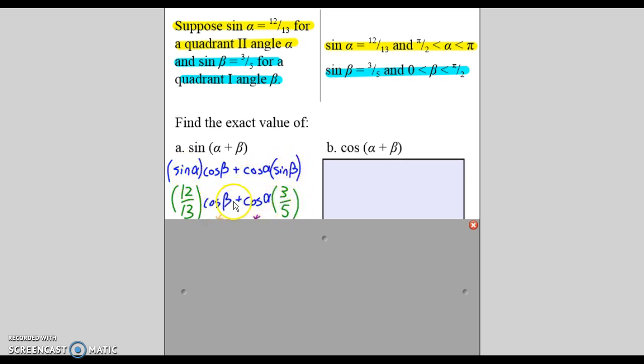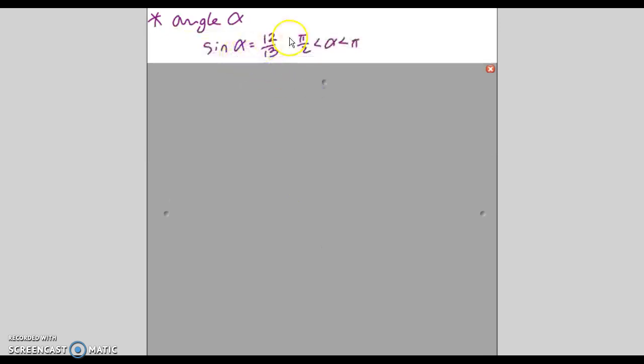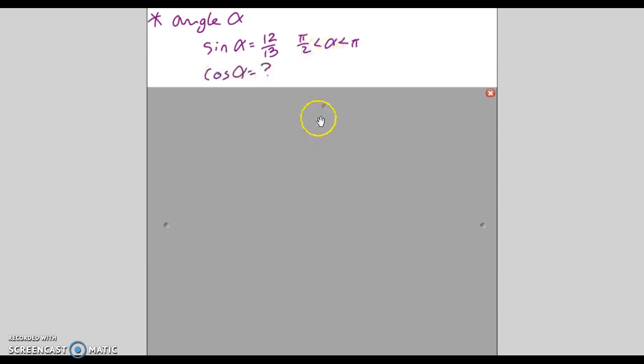The problem is I'm not given these two, cosine beta and cosine alpha, which means I actually have to go off to the side and do a little bit of work here. So I'm first going to find cosine alpha, and here's the way I do that: I take what I know about angle alpha and basically I draw it. So here's what I know about angle alpha, is that it has a sine of 12/13 and it's in quadrant 2. I'm trying to find cosine alpha.